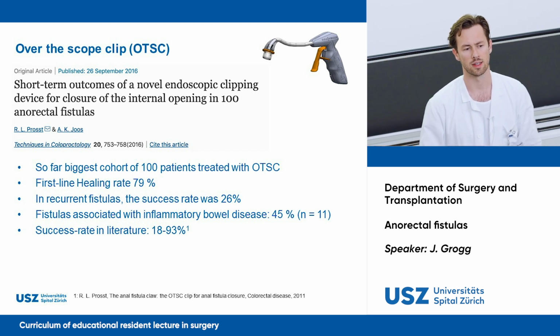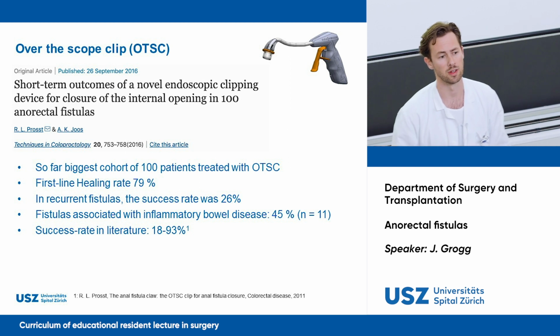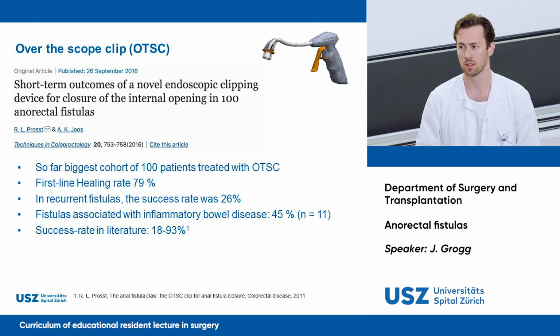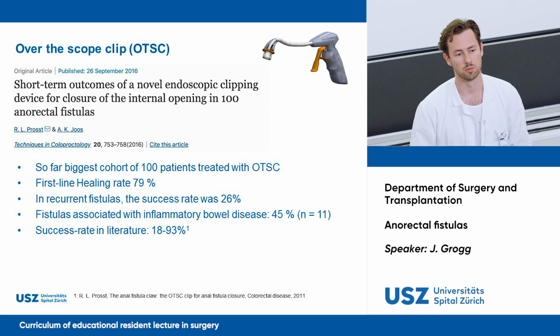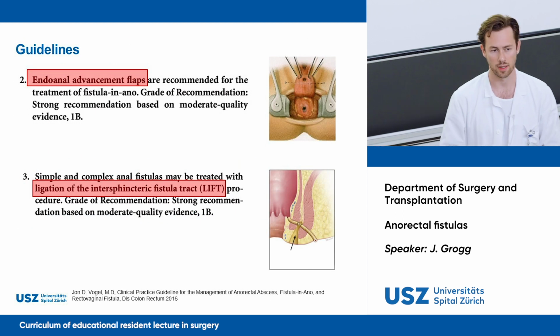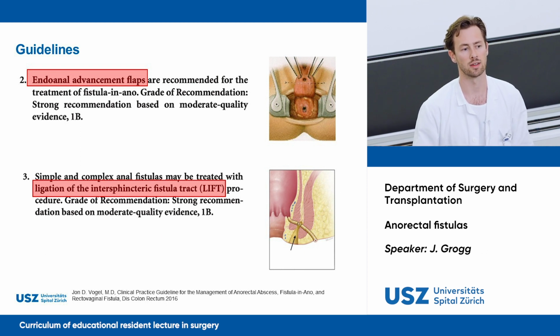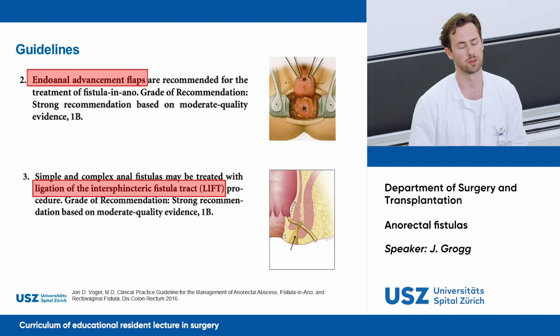And also they state that they have success rates of up to 45% with inflammatory bowel disease, although the patient number is very limited. If you look at the literature beside this group that used this technique, again, the success rates vary very much, between 18 and 99%. So right now, I want to repeat, the guidelines state that as sphincter-sparing procedures, mainly the endo-anal advancement flap or the LIFT procedure are recommended. These are also the main procedures performed here at our center.